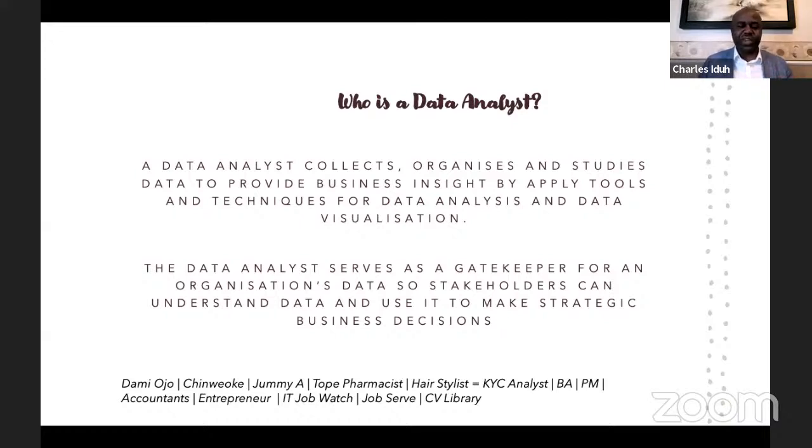We also have Jumi, a young lady that had not worked for over 10 years, came on the course and bam, got a job working with the NHS now. We also have pharmacists, we have a stylist, accountants, entrepreneur. We have people that had a wealth of experience in project management, business analysis, and they realized that without data, their job is at risk. And they came on the course. They're doing well.